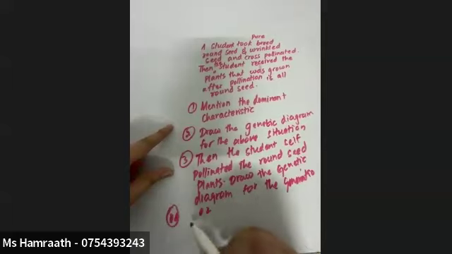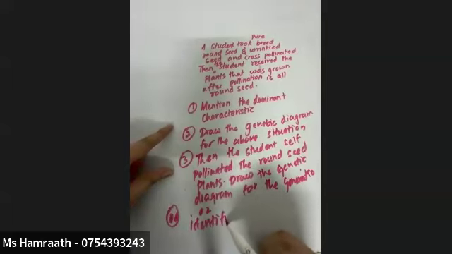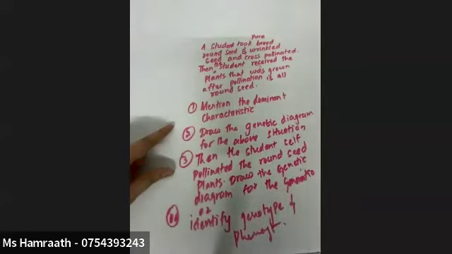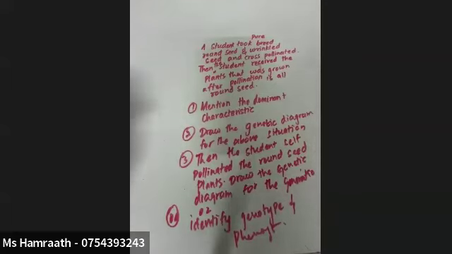Question number 4: identify the genotype and phenotype. No need to write the question. Do it and let me know. I'll give you around 7 minutes. Give it a try and see. If you can do this one, the Punnett square will be easy peasy. That's very simple also. I'll tell you how to do that, but before that, do it, will you? It's easy.